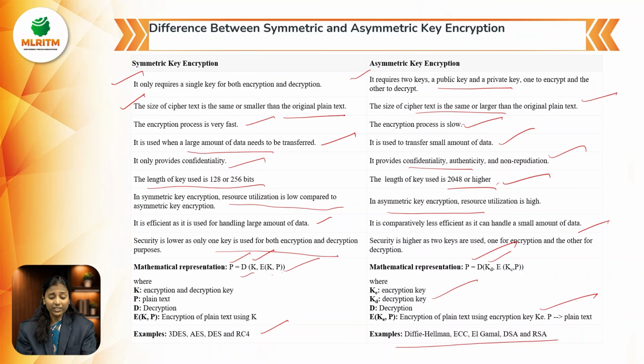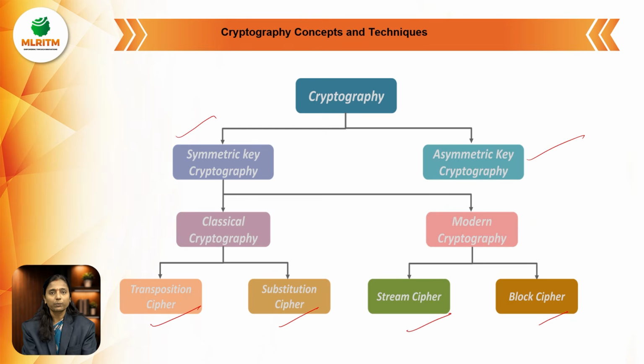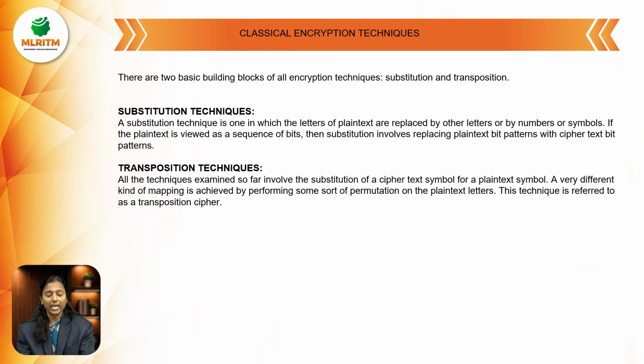Then first we will go for the symmetric key. Symmetric key cryptography is divided into the classical and the modern. The classical cryptography is divided into the transposition and the substitution cipher. In this one, first we will go for the classical encryption techniques. There are two basic building blocks of encryption techniques, that is the substitution and the transposition techniques.